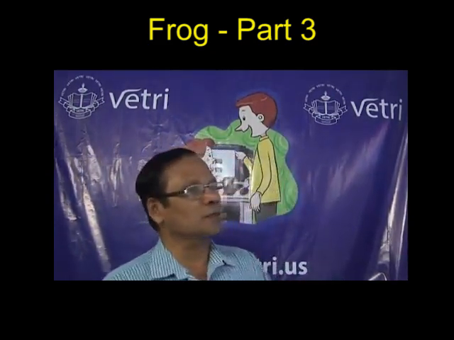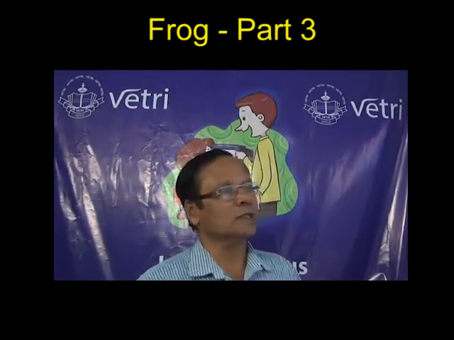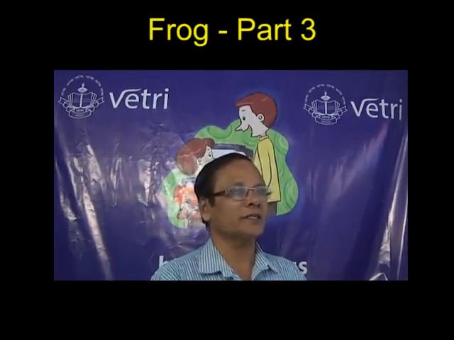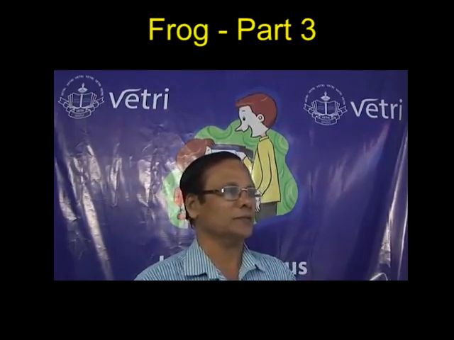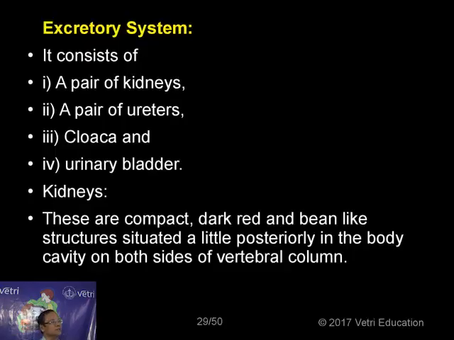So, yesterday we discussed the frog, the various components of its internal anatomy. That means the various systems, including the circulatory system, etc. Let us pass on to the next system, the excretory system. Now, you know the meaning of excretion: the process of elimination of nitrogenous waste products from the body is called excretion. The system which is involved in this process is called the excretory system.